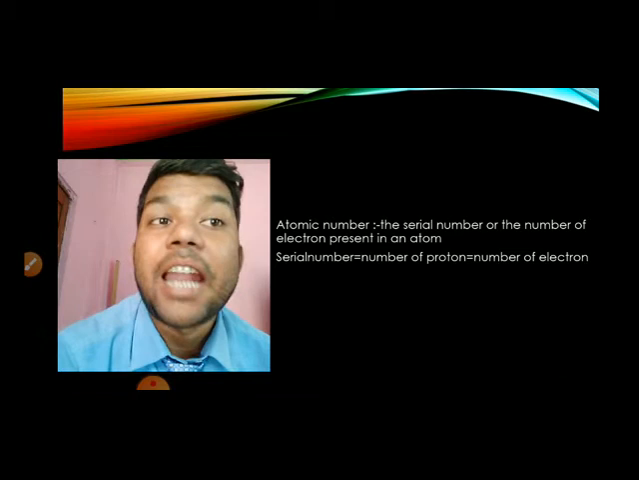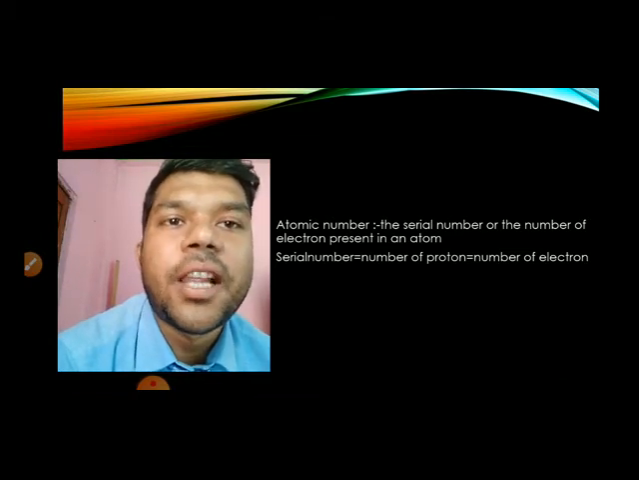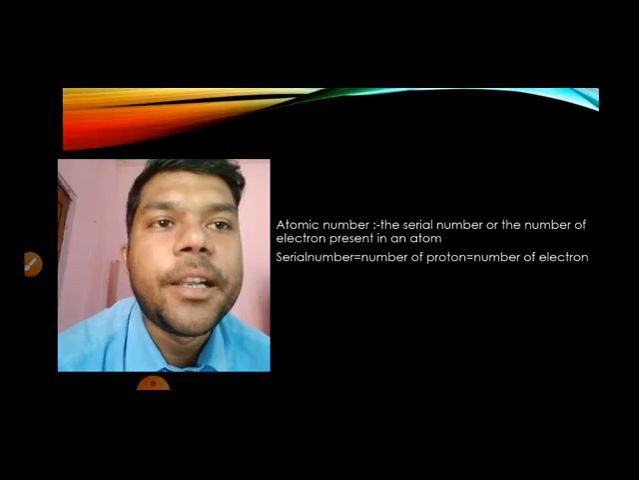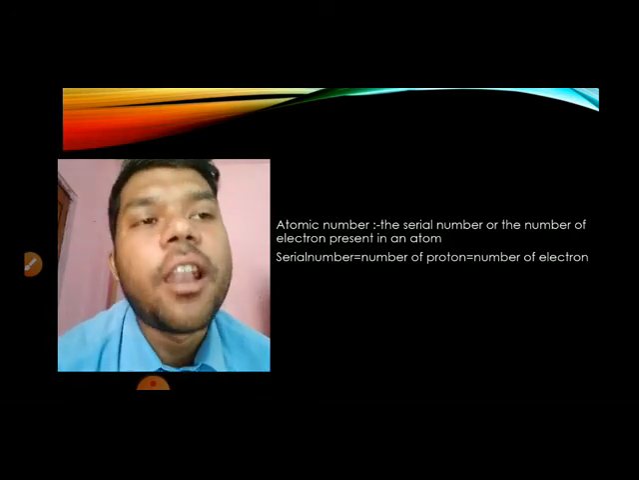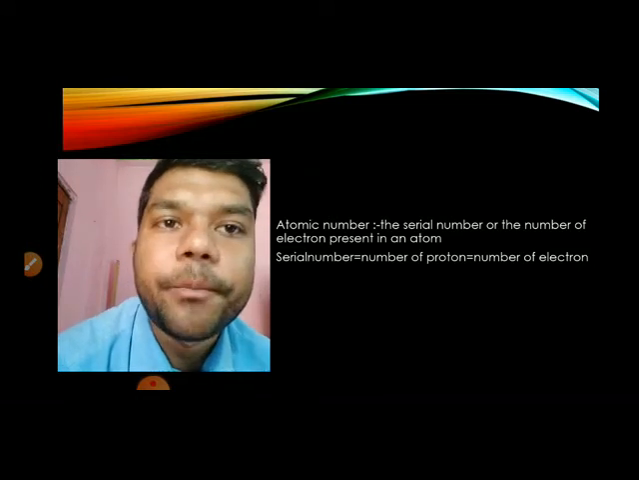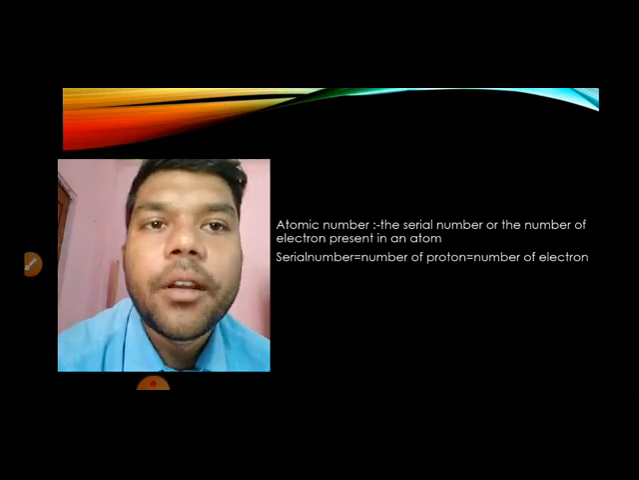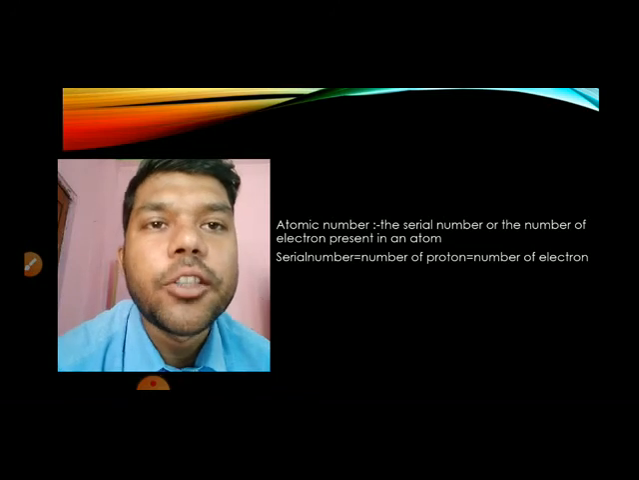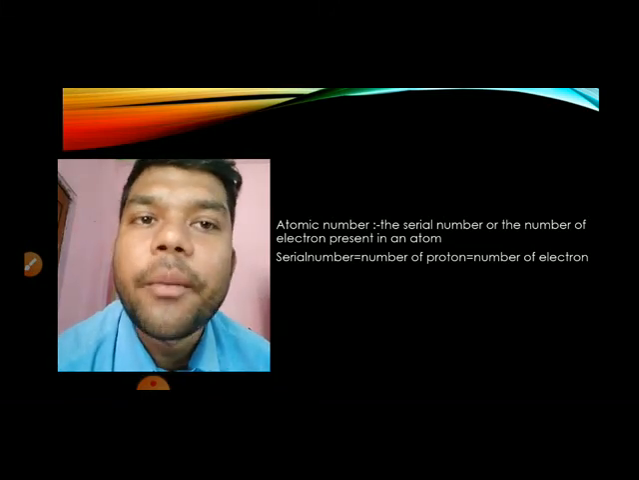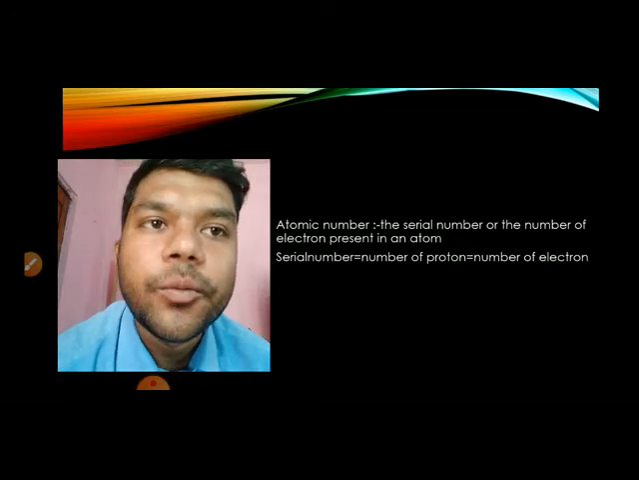Next there is atomic number and serial number. The relation I was explaining to you earlier also, I have written there. Atomic number is the serial number or the number of electrons present in an atom, that is called atomic number or serial number. Like atomic number of hydrogen is 1, helium is 2. So that is the serial number.